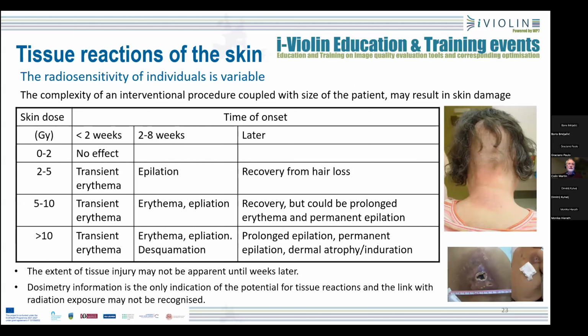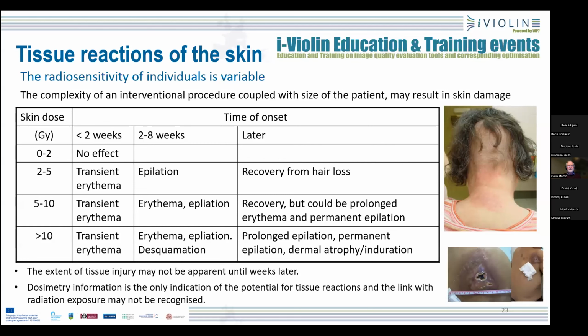I want briefly to talk about tissue reactions. This is looking at doses to the skin, and below 2 gray, you shouldn't get significant effects, but between 2 and 5 gray, you might get hair loss with recovery, and you might get transient erythema. And then above 5 gray, you can get much more serious effects, which you can get from interventional procedures or repeated interventional procedures. But the extent of any tissue injury may not be apparent until many weeks later.